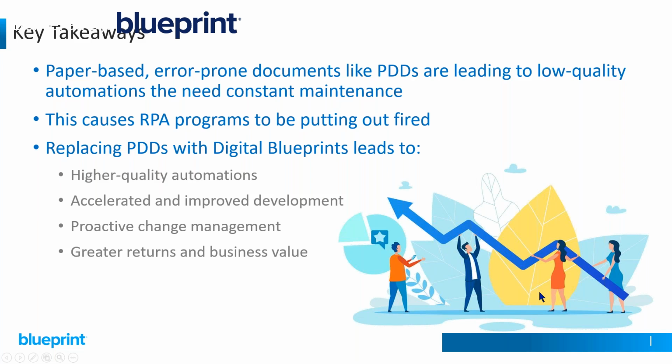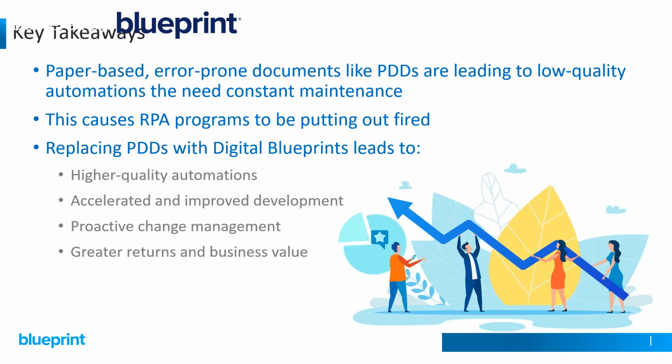So to sum up what we've covered today, paper-based, error-prone documents like PDDs are ultimately leading to low-quality automations that need constant maintenance because they produce missed requirements and inevitably lead to more bot outages. That means that RPA programs are busy putting out fires instead of focusing on building more digital workers to really scale their automation programs. Digital blueprints effectively replace PDDs and deliver higher quality automations because of the level of detail and precision that each digital blueprint contains.